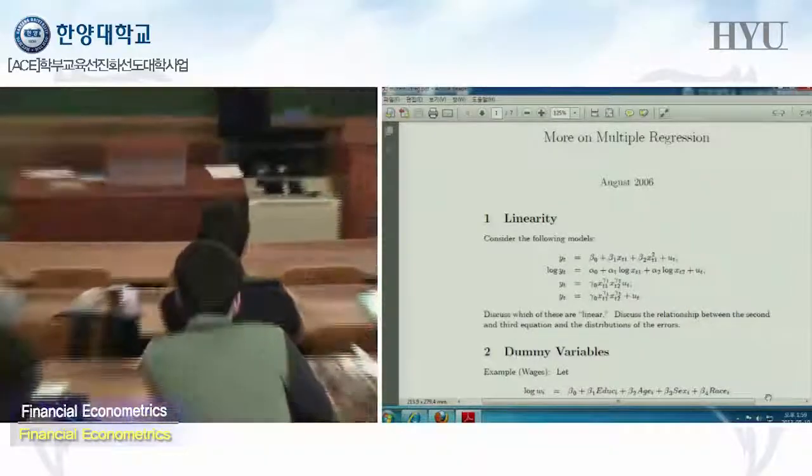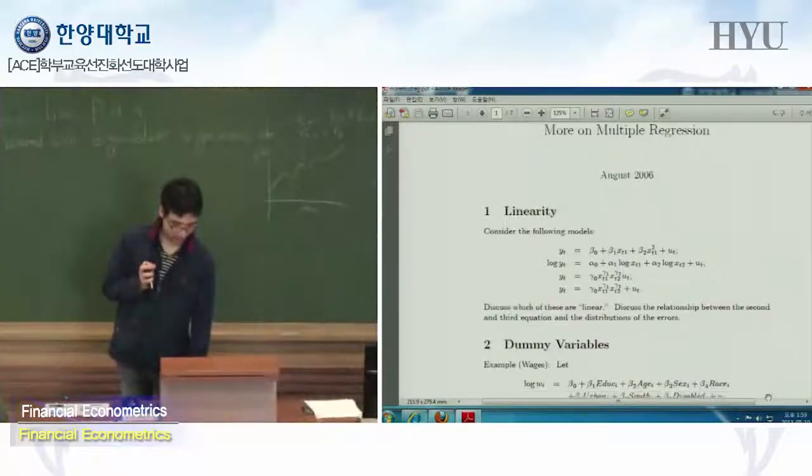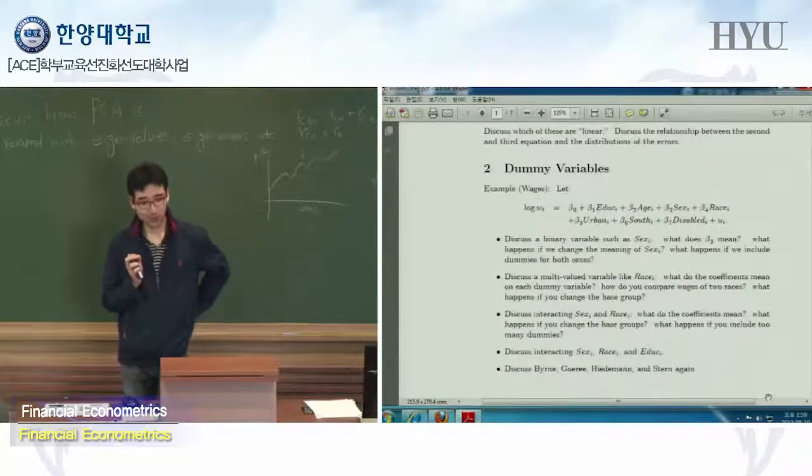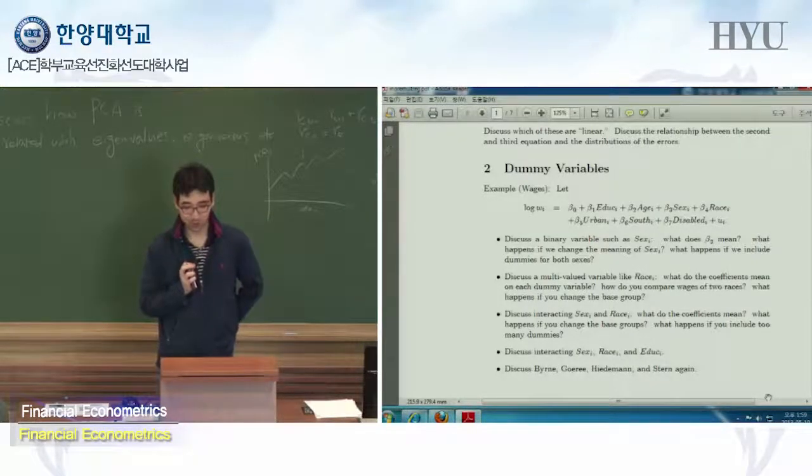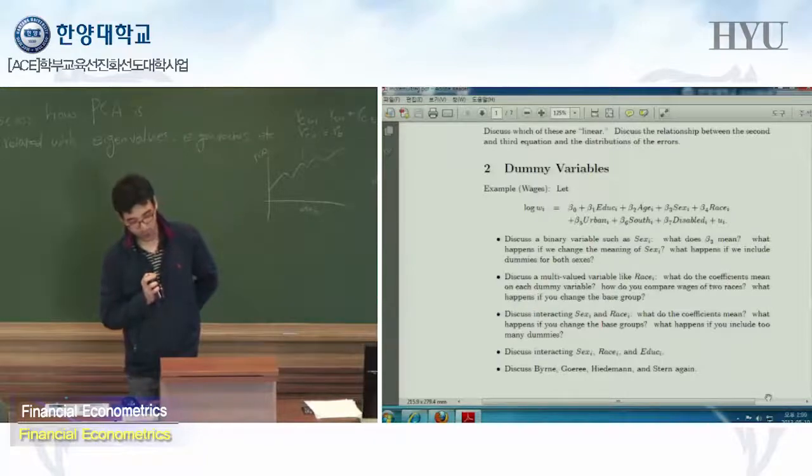Next, dummy variables. Example: wage. The dependent variable is wage. Let's assume the relationship where log wage is a linear combination of β0, the constant, and β1 times the level of education, age, gender, race (black or white), urban (whether they live in a rural area or a city), south (whether they are from the south or north), and whether people are disabled or not.